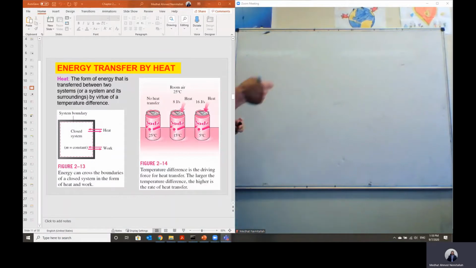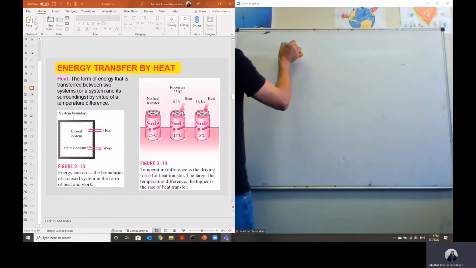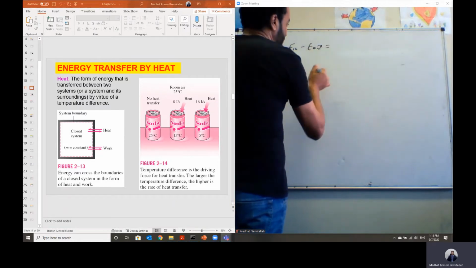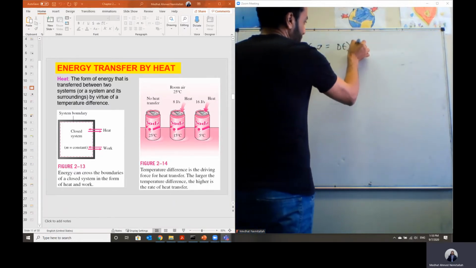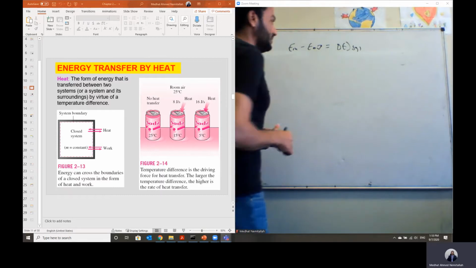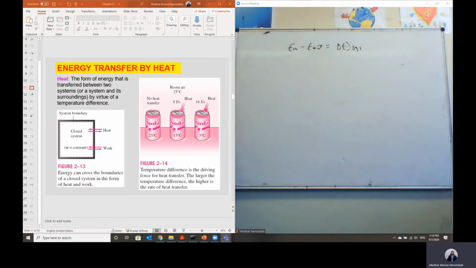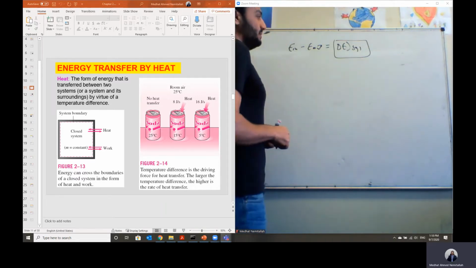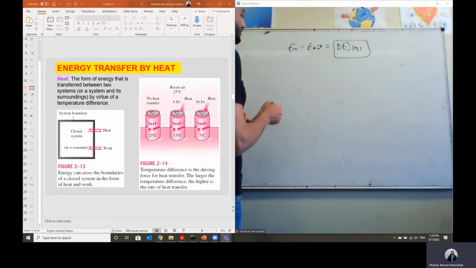So last time, Shabab, we talked about the first law of thermodynamics, and we said energy input minus energy output applied to any thermodynamic system will be equal to the change of energy of the system. And we have actually gone through this term, and we have defined this term.